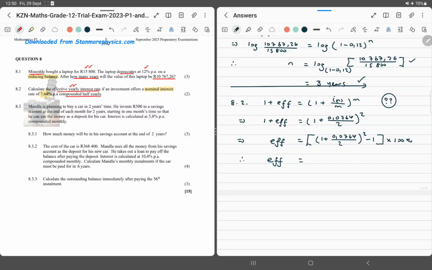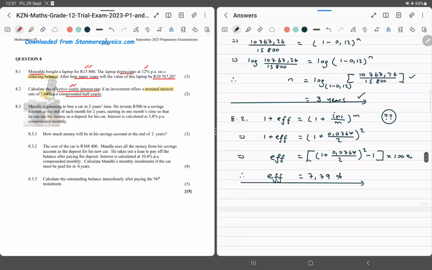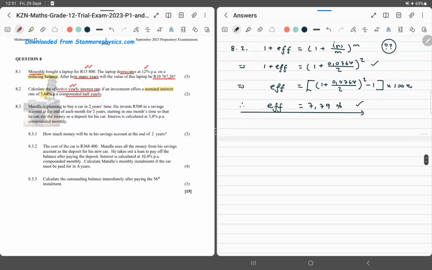Therefore, our EFF is going to be, let's find out. So I've got 1 plus 0.0764 over 2, all squared, minus 1. We close that and then we multiply by 100. So I'm getting 7.79%. Now, this is close to what we had; of course, the effective is always bigger than the nominal. So technically, we should accept this answer as correct. If we got an outrageously big answer, then that would mean we have done some shenanigans that we should suffer for. So essentially, folks, this is the substitution and the answer. That is the 2 marks. Nice and easy.